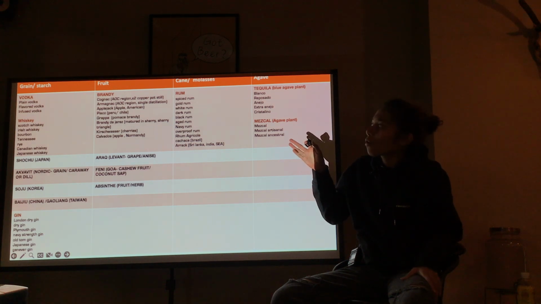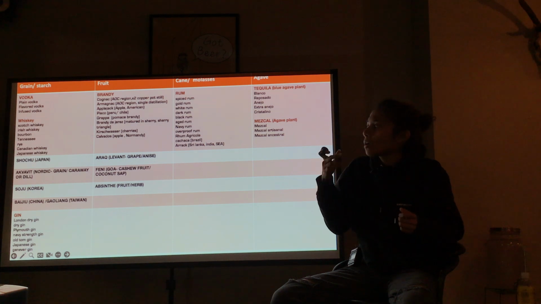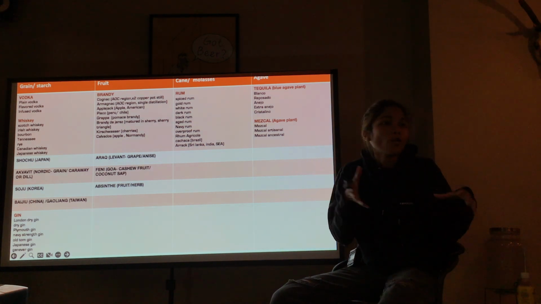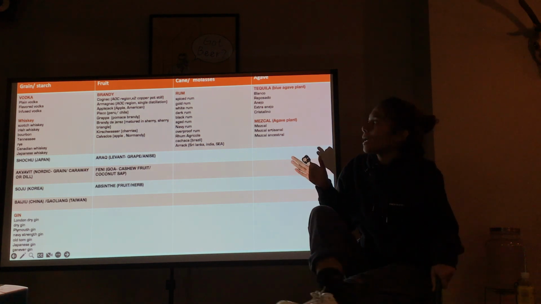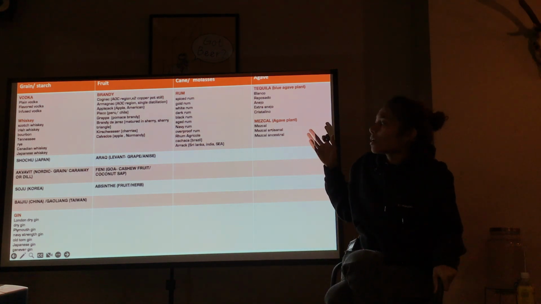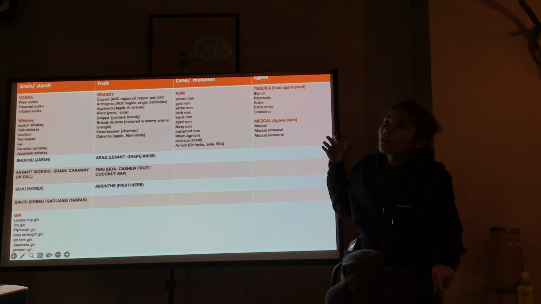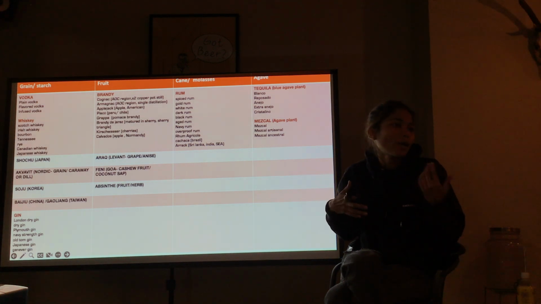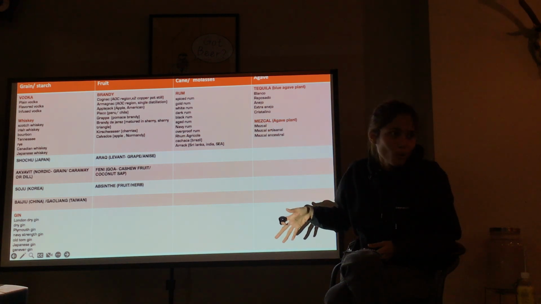To break it down further, for grain and starch, you have vodka, whiskeys, soju, aquavit, baijiu, and gin that all fall into spirits made using grains and starch. For fruit, you have brandy, arak, fanny, and absinthe. For cane or molasses, you have rums. For agave, you have tequilas and mezcals. And from there, it can be broken down into more.